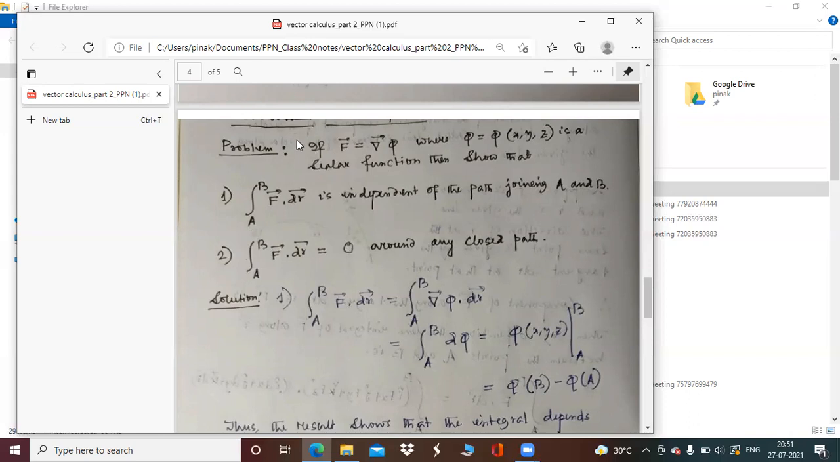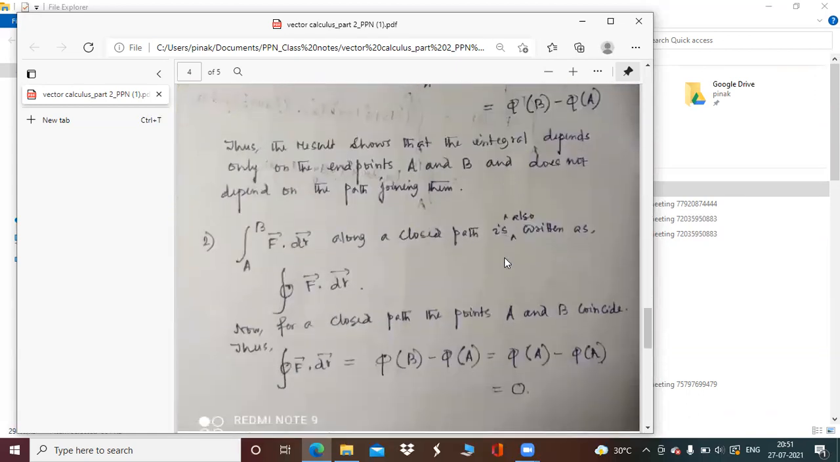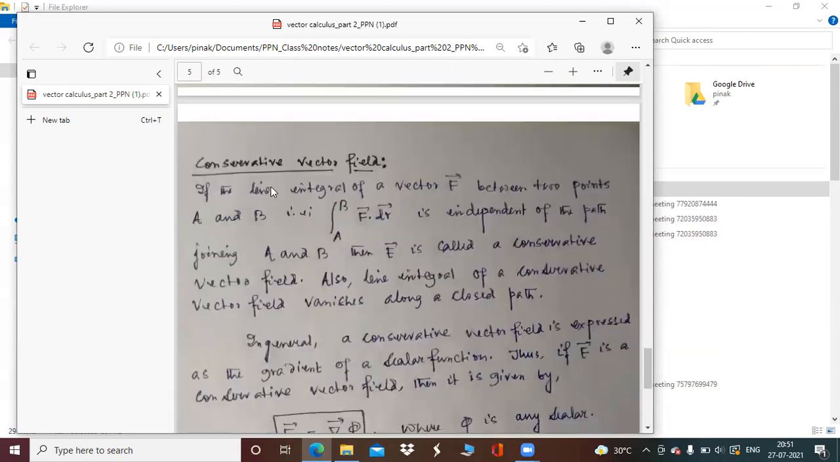So you can see this particular problem is actually leading us to a very important definition of the conservative vector field. So here is the definition of conservative vector field. It says, if the line integral of a vector f bar between 2 points A and B, that means the integration from a to b of f bar dot dr bar, is independent of the path joining A and B, then f bar is called a conservative vector field. Also, the line integral of a conservative vector field vanishes along a closed path.